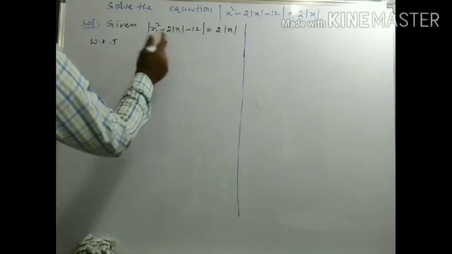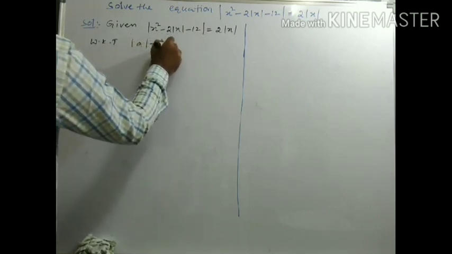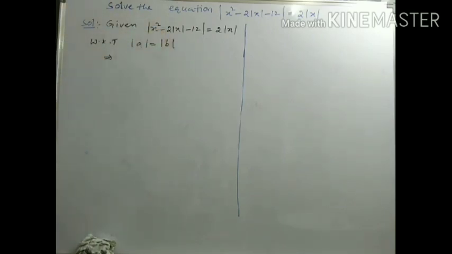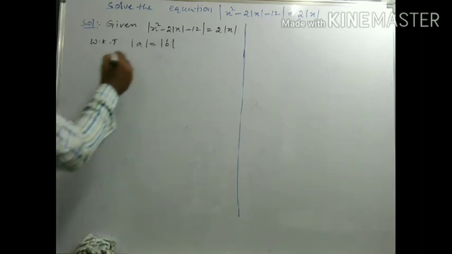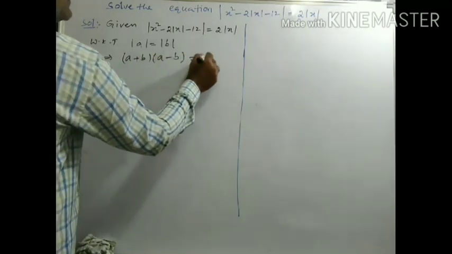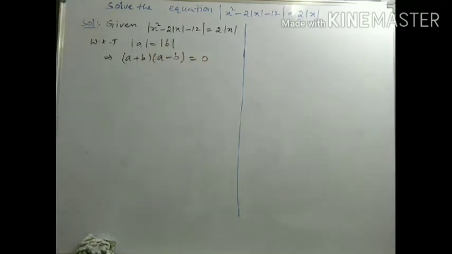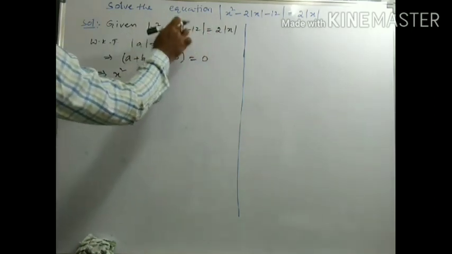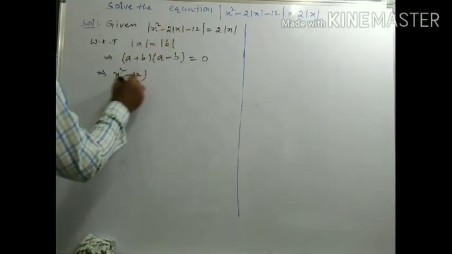You know, this is in the form of modulus of a is equal to modulus of b. Do you know how to solve this? If modulus of a is equal to modulus of b, can you remember the condition? What is the condition? a plus b into a minus b is equal to 0. So if you go for a plus b, then what is it? x square. When you add this, plus 2 mod x minus 2 mod x cancel, then it's x square minus 12.